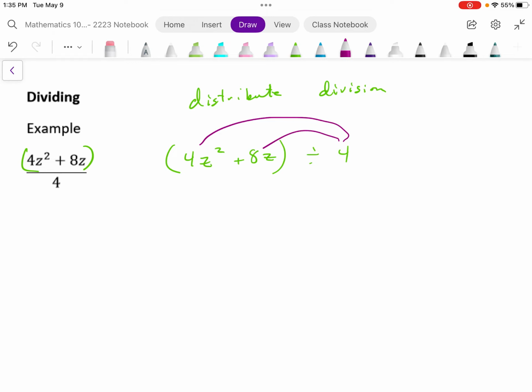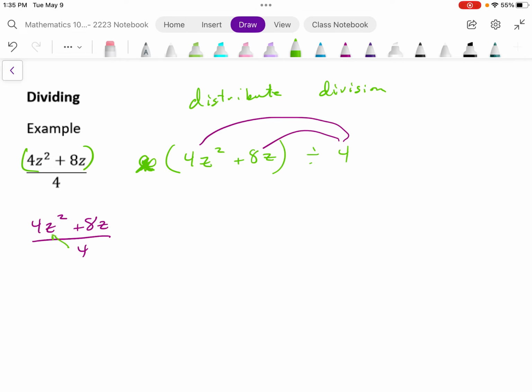I'm going to take a look at it in a different way. I'm going to write it as 4z squared plus 8z all divided by 4. And the reason why we write it as a stacked division rather than what's written in green is because the stacked division, the one in pink, is the most common in algebra.